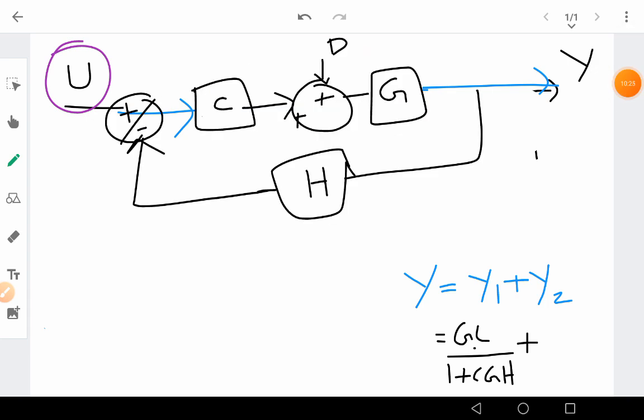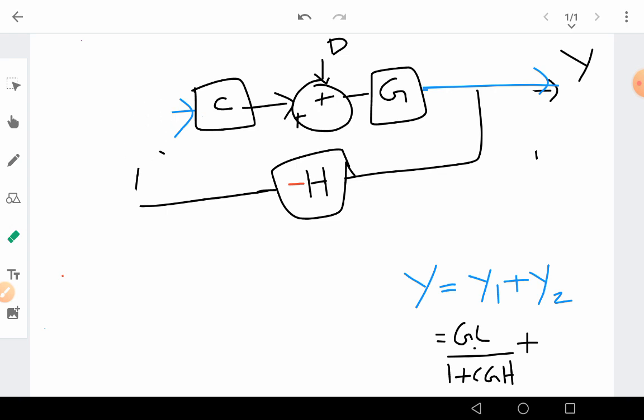Now we should find y2. To find y2, we should make u equal to 0. A very important point to note here is how to make u 0: you can just eliminate this input. With u equal to 0, what happens to the feedback? You can see this feedback is going as a negative, because it is going to dampen the input to C. So this can be eliminated, provided I give a negative to H. Then I can redraw this feedback thing.